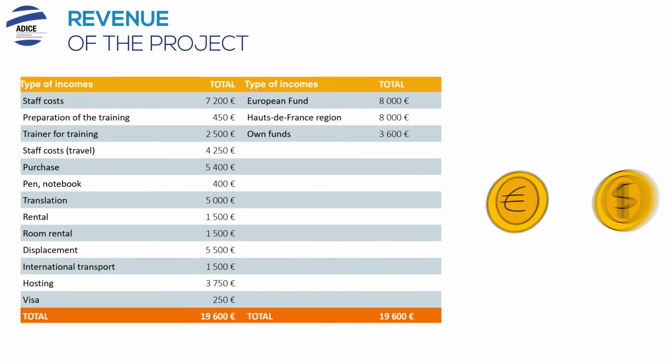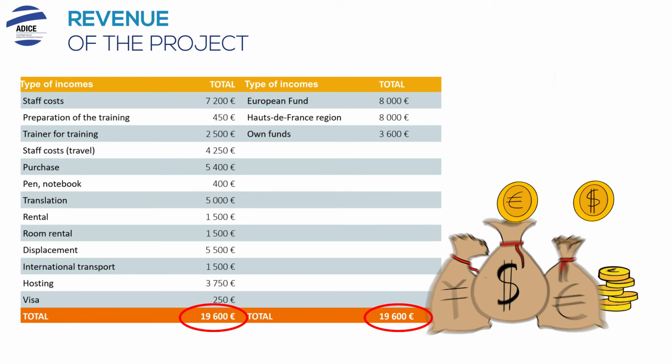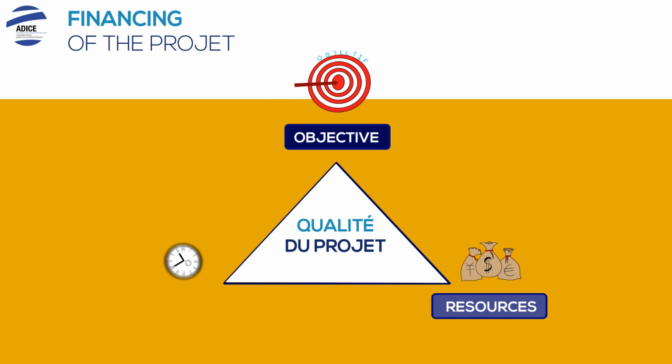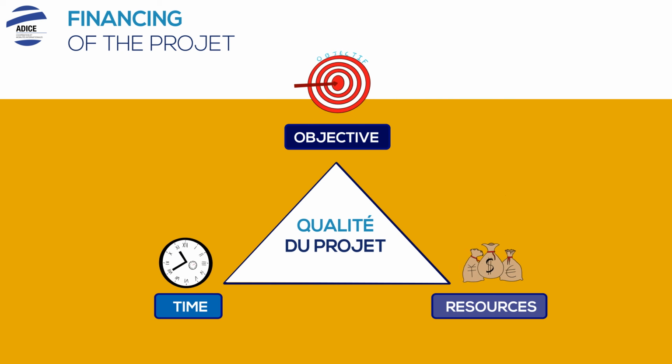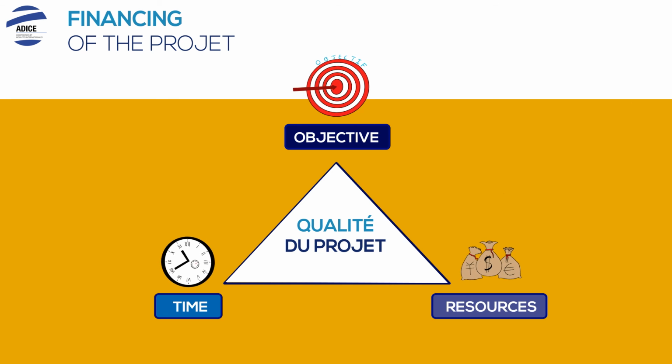Be careful to respect the principle of balance between expenditure and revenue. And remember that a project is only as good as its ability to implement activities and achieve objectives within a defined budget and timeframe. Plan a balanced, understandable, and realistic budget linked to the activity plan and objectives.